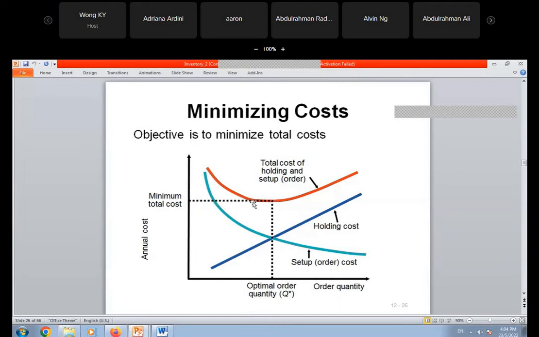So basically if you have this total cost line, there is a minimum point. This minimum point corresponds to the minimum total cost. If we project to the x-axis, we get the optimum order quantity. And this optimum order quantity happens when the holding cost intersects with the setup cost. In other words, it happens when the holding cost is equal to the setup cost.